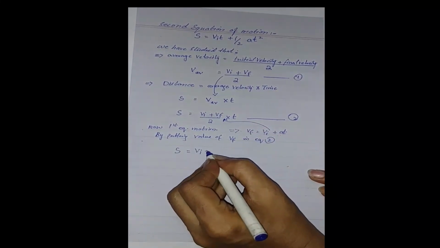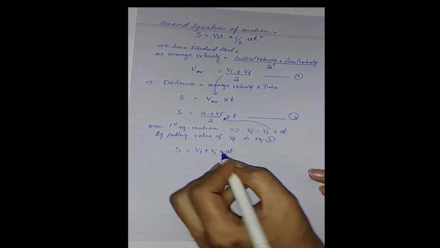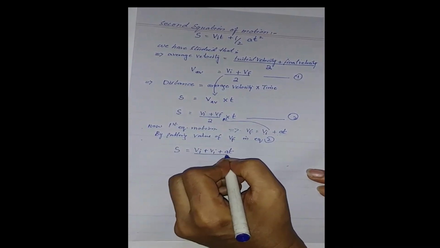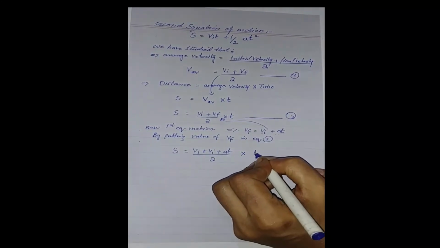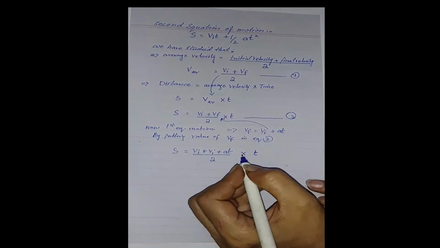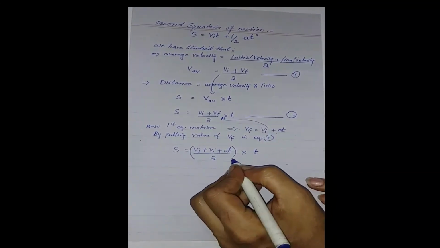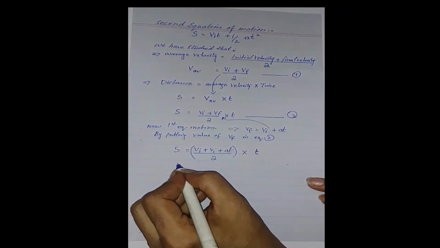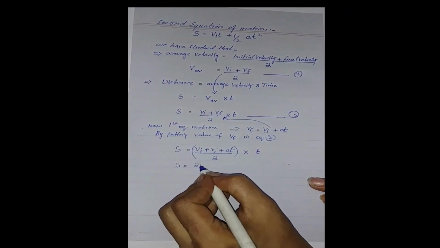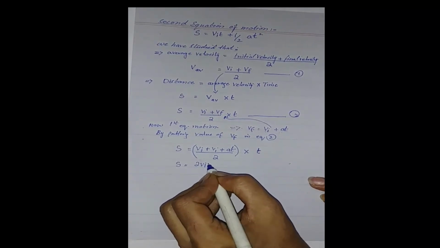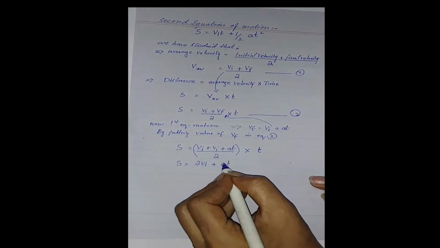As it moves there, then there come Vi plus At upon 2, and here comes multiply by t. t is about to multiply with the whole equation. S is equal to (Vi plus Vf) upon 2, multiplied by t, that is Vi plus At.